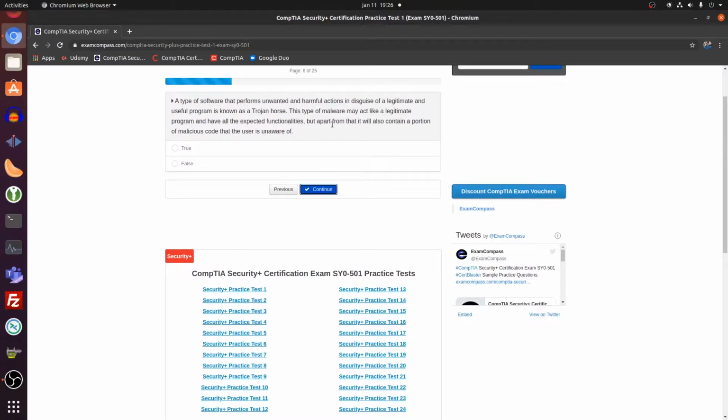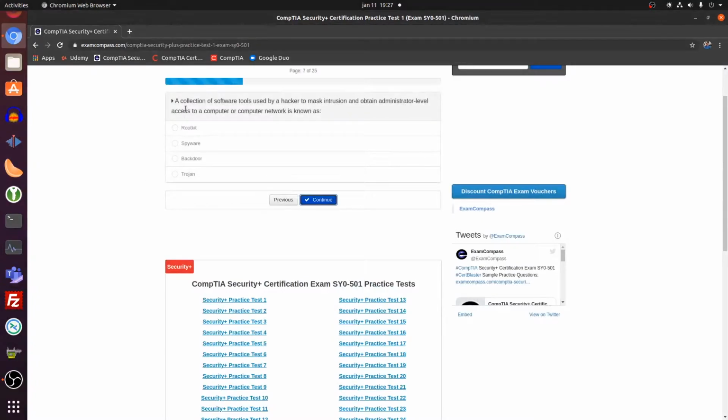Yes. So you can, for instance, download a program and it looks like it's doing the right things. Let's say, for instance, an audio program, and it works, but in the background there is malicious code. So that's a Trojan horse. Yes. A collection of software tools used by a hacker to mask intrusion and obtain administrator level access to a computer network is backdoor. I think a backdoor. A rootkit is something else. Rootkit is really attached to the root, or maybe even on the BIOS level, like deeper than the OS level. Backdoor.